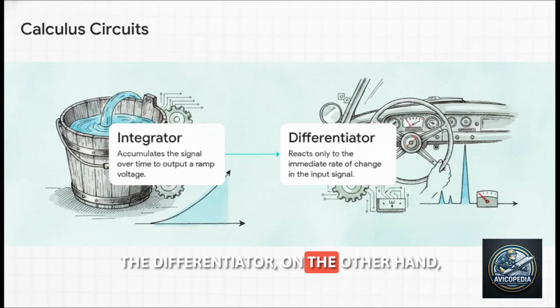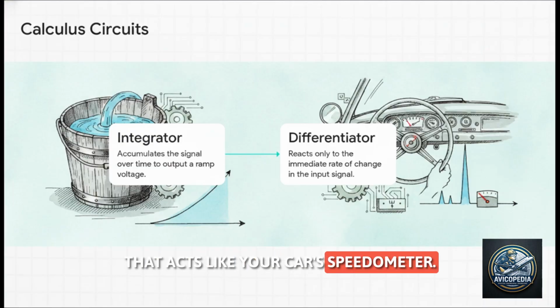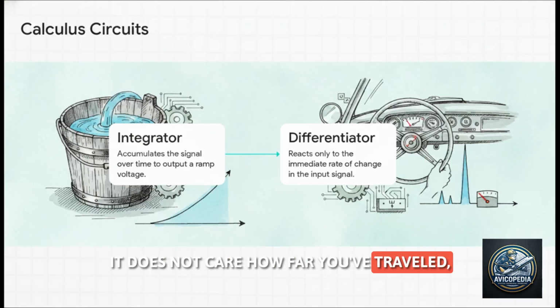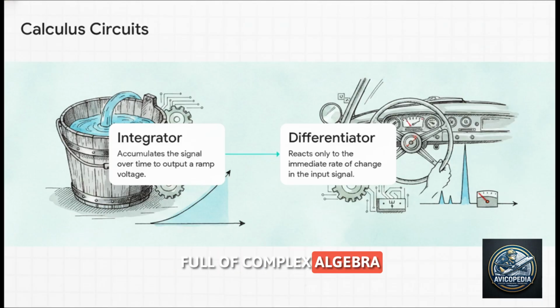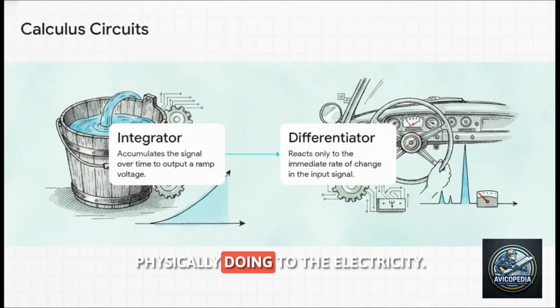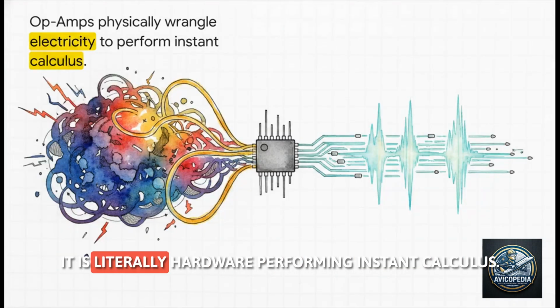The differentiator, on the other hand, acts like your car's speedometer. It does not care how far you've traveled, it only reacts to sudden changes or the immediate rate of change. You don't need a massive whiteboard full of complex algebra to understand what the circuit is physically doing to the electricity. It is literally hardware performing instant calculus.